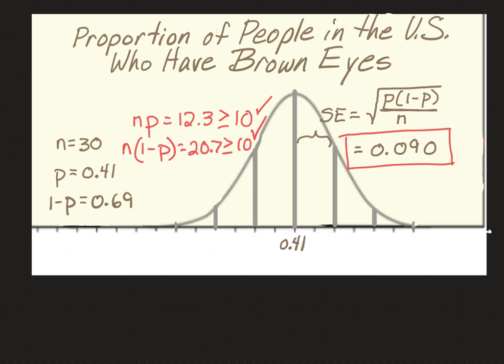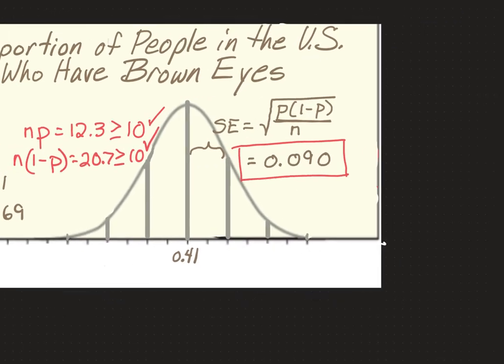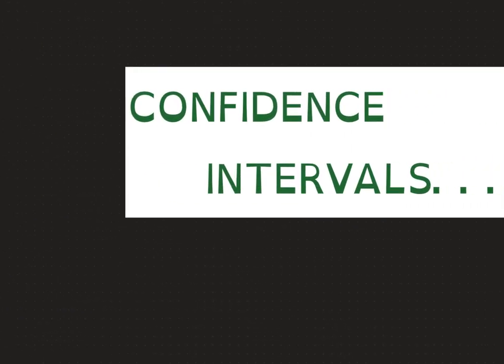And now that we understand where a standard error comes from when we are dealing with the population proportion, and we know how to calculate it, we can move on to calculating confidence intervals, which is what the next video will cover.